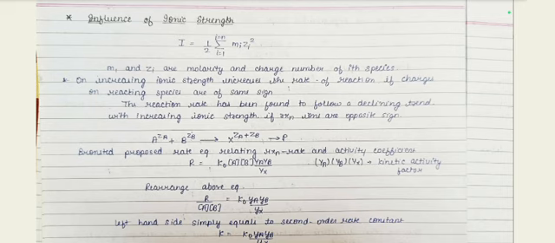The reaction rate has been found to follow a declining trend with increasing ionic strength if the reacting ions are of opposite sign. Here A^ZA plus B^ZB gives X^(ZA+ZB) gives P. Brønsted proposed a rate equation relating reaction rate and activity coefficient: R = k₀ [A][B] γAγB/γX.